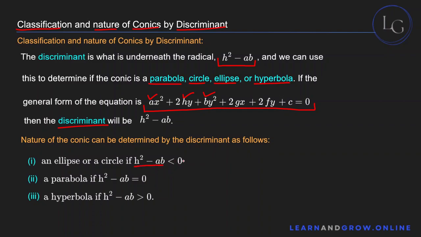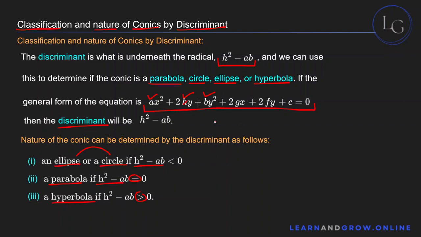Basically, if the discriminant is less than 0, it's either an ellipse or a circle. Now, if you need to determine between an ellipse and a circle, you can just do that by plotting them out, or basically, the equation of a circle and an ellipse are very different. I think it's a bit simpler than I said previously, right? And if the discriminant is equal to 0, it's a parabola. If the discriminant is greater than 0, it's a hyperbola.